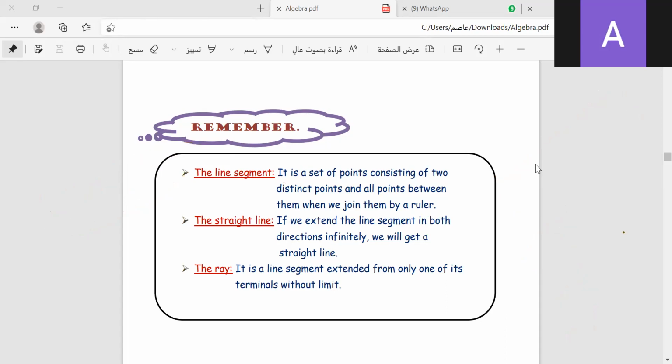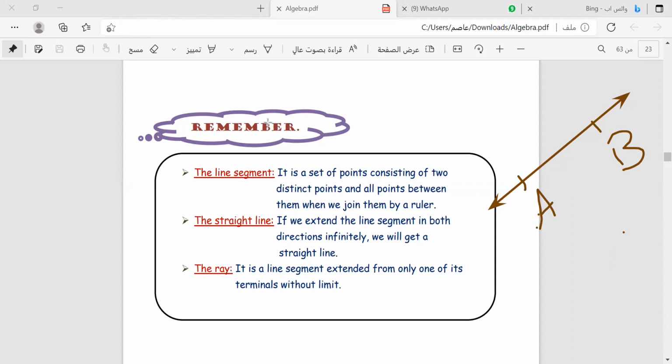Straight line. If we extend the line segment in both directions infinitely, we will get straight line like that. This straight line AB, it has no starting point and no ending point. And we cannot get its length. ملوش length. Straight line, it has no length. We cannot get its length.